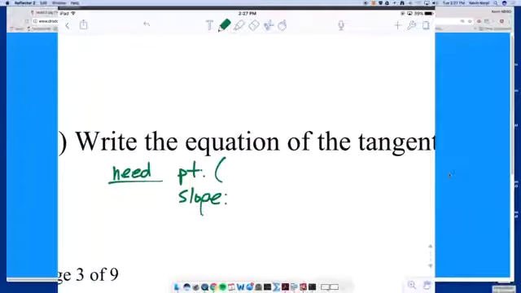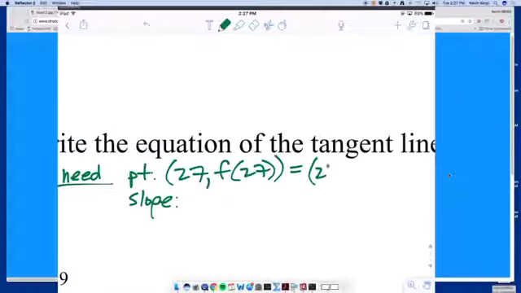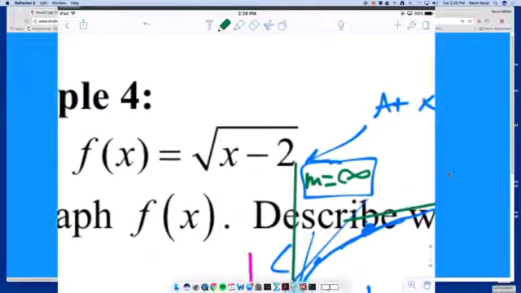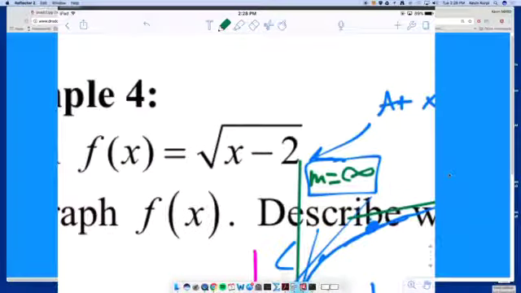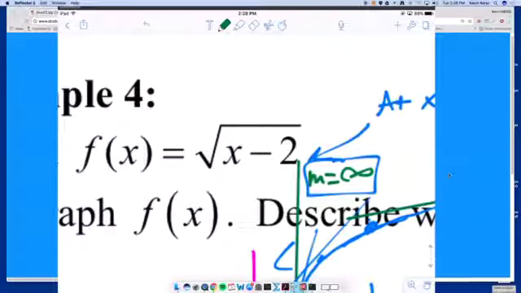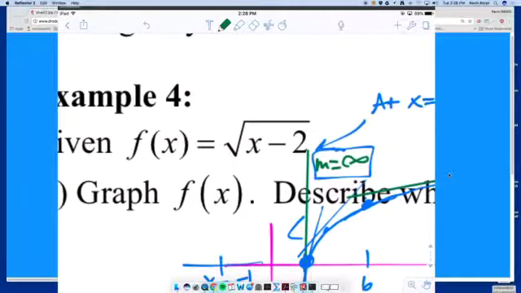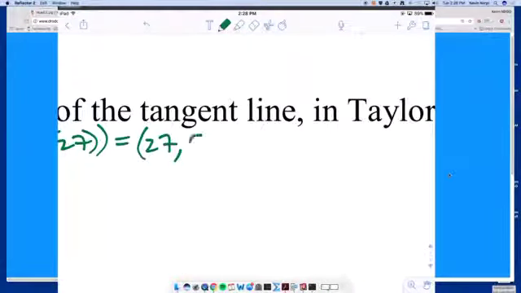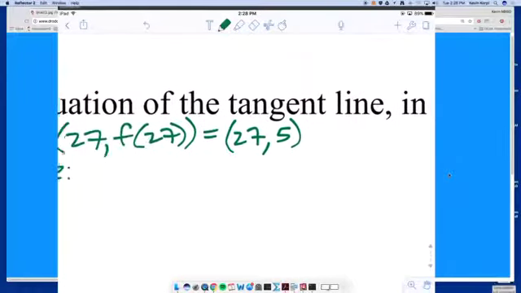At x equals 27, the point's going to be 27, f of 27, right? We're going back to our y value machine. So let's go back to the top and see what that's equal to. If I find my f of x function, it's the original one way up here. What do I get when I plug in a 27? I get the square root of 25, which of course is 5. So that's the y value. 27 is the x, 5 is the y value.